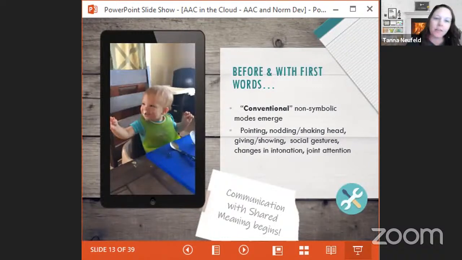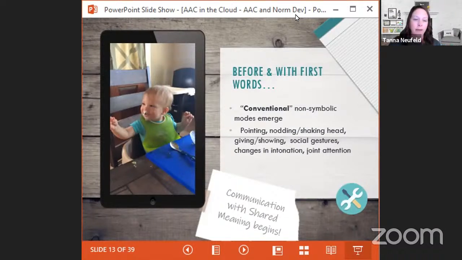We have more videos. So now we're moving away from communication exploration, and we're getting into this amazing stage of before and during and after those first words development, right? Where we have now conventional communication signals happening, non-symbolic at first. They're going to emerge here. Things like pointing and shaking head yes and no, using giving and showing, as I mentioned before. And at this stage of development, 12 to 18 months, usually we might even see some first words coming in at the same time.